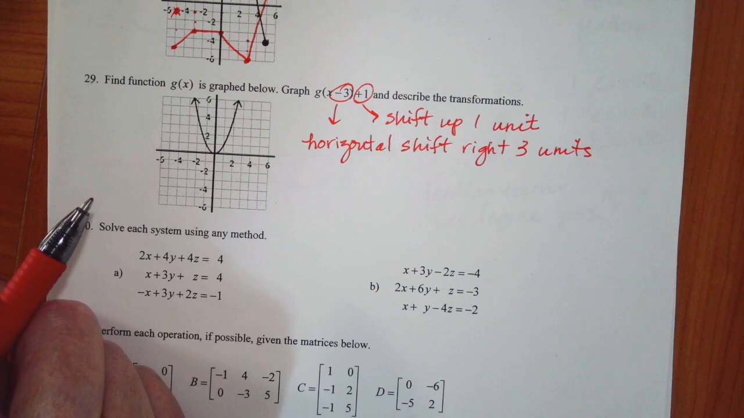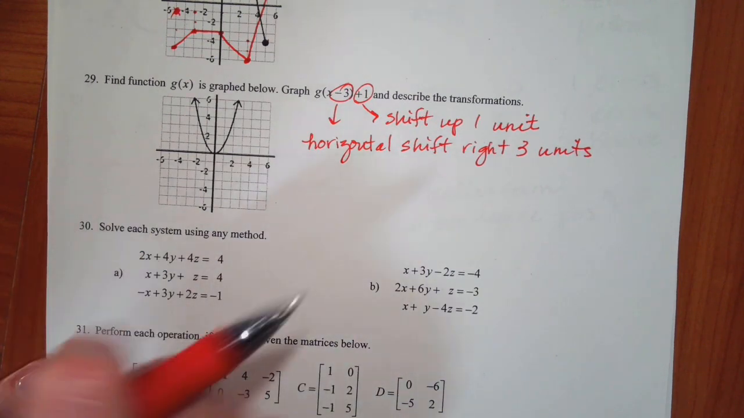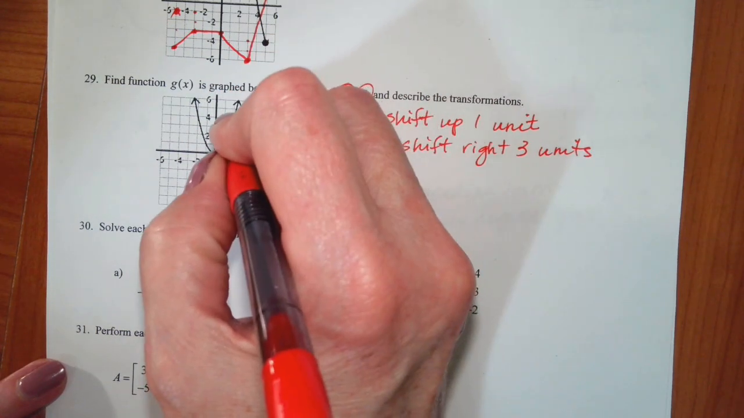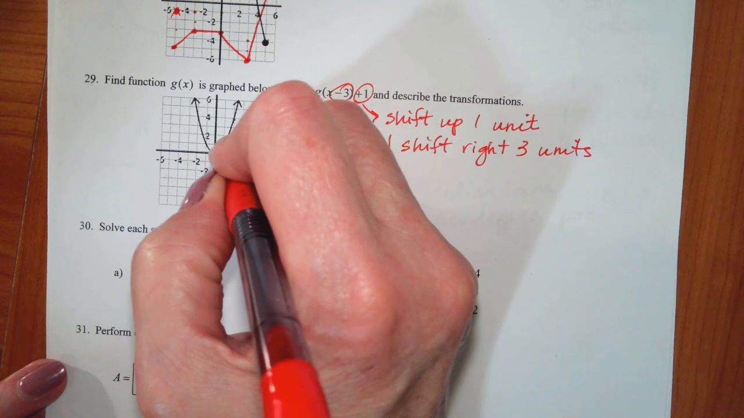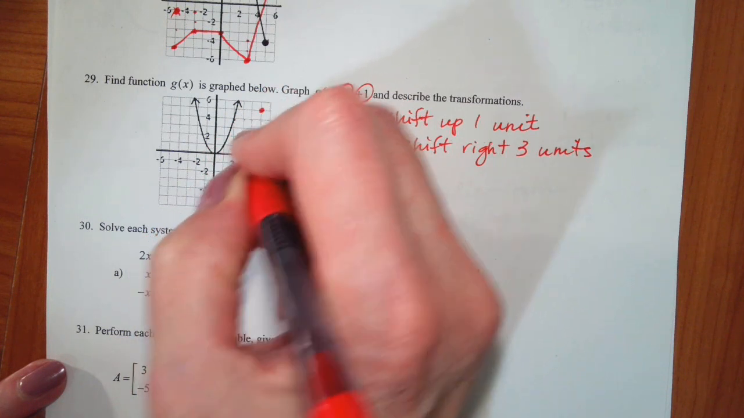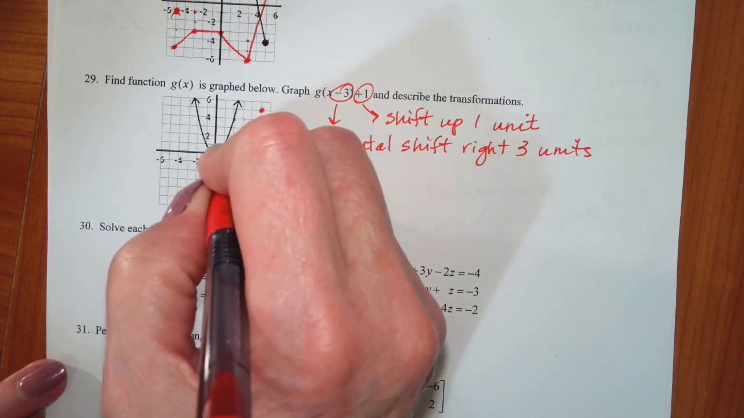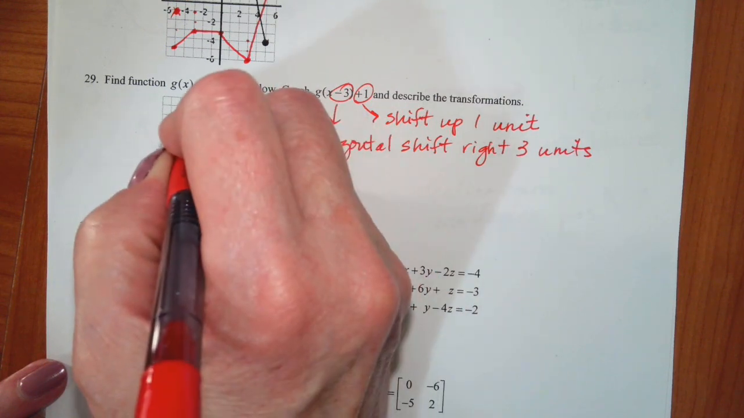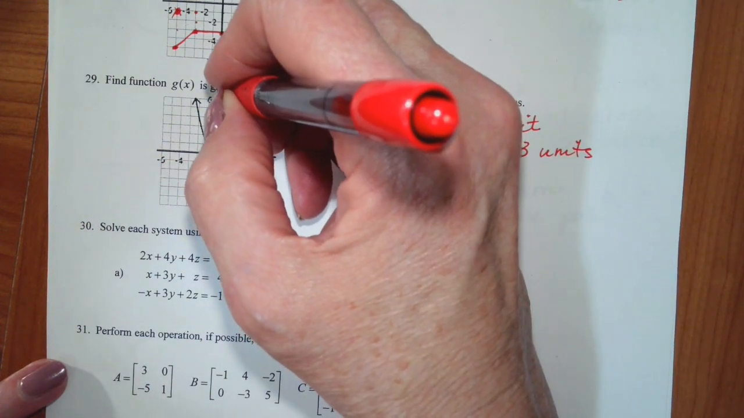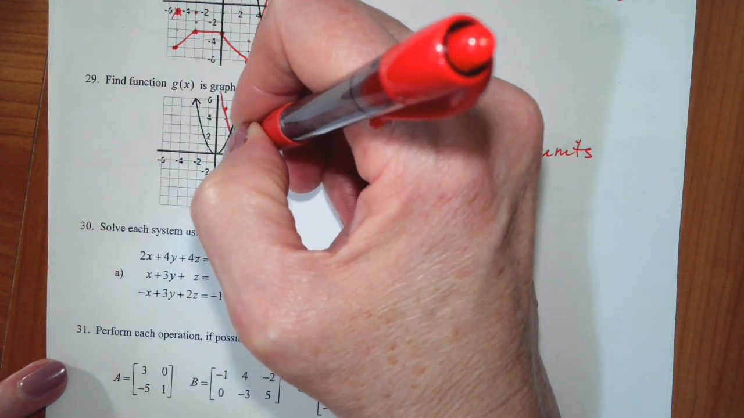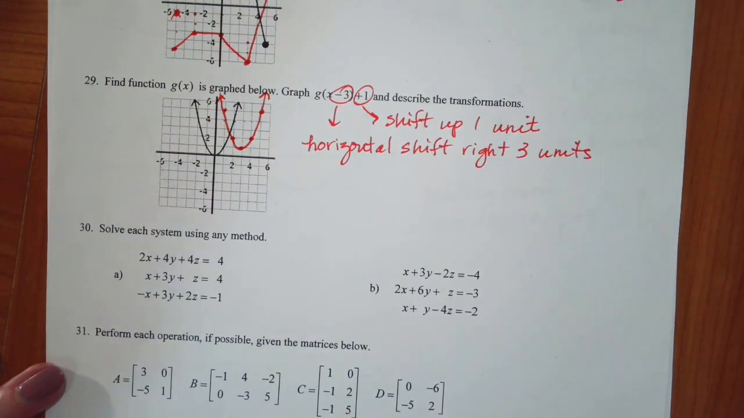So I'm just going to find some points on here and move them all to the right 3 and up 1. I'll take this one and move it to the right 1, 2, 3 and up 1. Same for each of the other points: right 3, up 1. Once again, there's no dilation on this, so it should look very similar to the one we graphed, just shifted to the right and up.